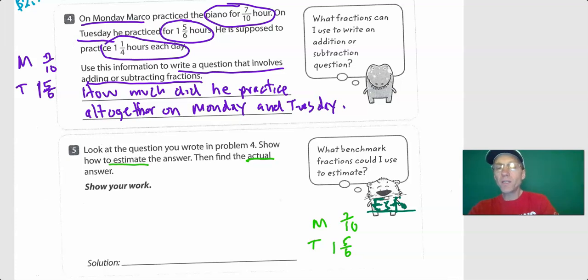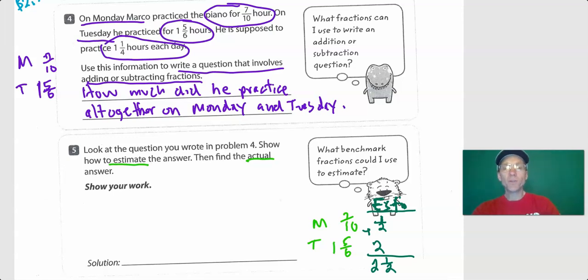Is it closer to a half than a whole? Maybe we'll say about a half hour. I'm picking that because I'm rounding this one down to 5/10. It's closer to 5/10 than it is to 10/10. So we're going to round that one down. And this one is 1 5/6. If the hour is divided into 6 parts, 1 more 6, and I'd have 2 hours. So I'm going to round it up to 2 hours. So I estimate that together he practiced about 2.5 hours altogether.